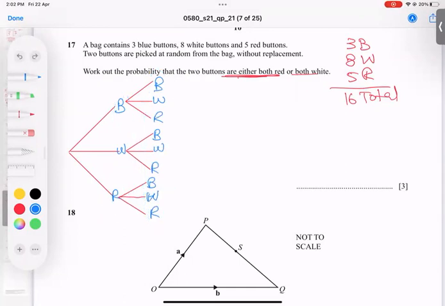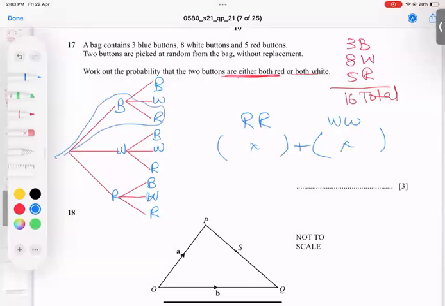What is the chance of a blue? Blue is 3, total are 16. So here I am writing 3 out of 16. But I don't care about it. I care about red and the branches I need. I will not waste my time writing all these probabilities. He said both red or both white. So my answer is red, red plus white, white. And look at here, why do I put a plus? Because with more than one branch, we always add. This is called branch number 1, this is branch number 2, this is branch number 3.